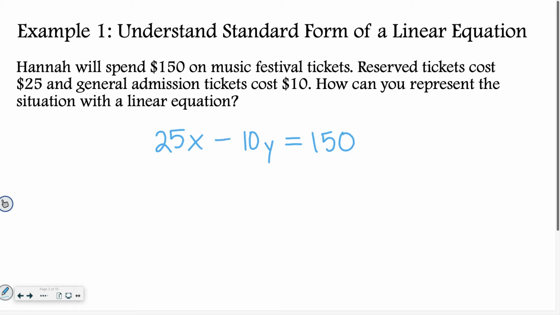And in order to find my total, I would add up however much I spent on reserved tickets and however much I spent on general tickets in order to get my total. So this is how I would represent the situation with a linear equation. It just naturally makes sense in this case to put x and y on the same side of the equal sign because those are the two values that we're adding up to get to our total. So I have 25x plus 10y equals 150. And that's all I have to do for this first problem because it just asked how can you represent the situation with a linear equation.